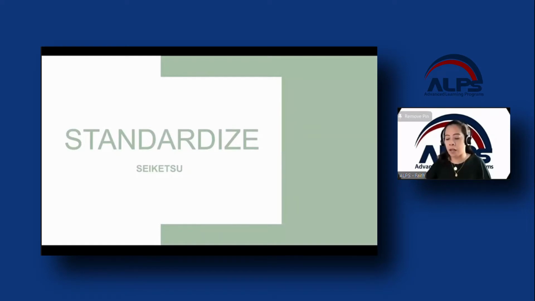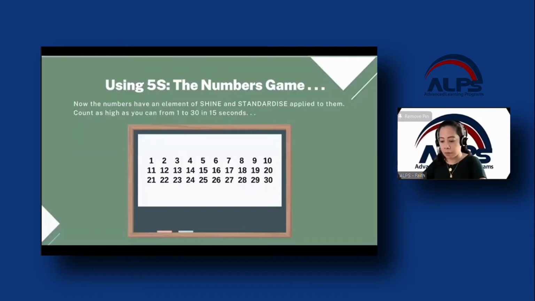So let's see kung hanggang anong number yung makakount ninyo with the next screen. Are you guys ready? Ready. All right, ready? 1, 2, 3, start. Four, 3, 2, 1. Timer stops.